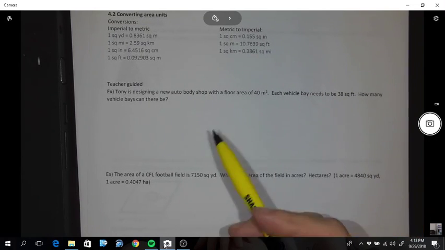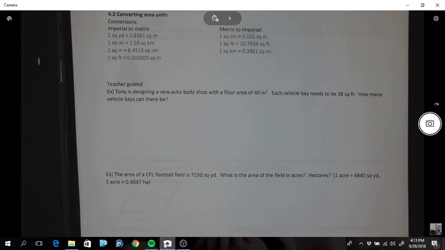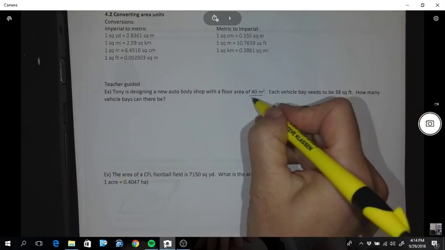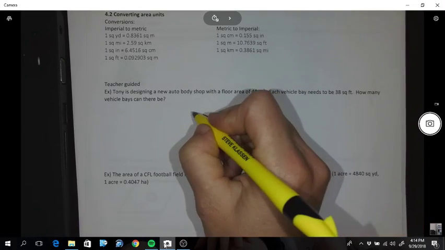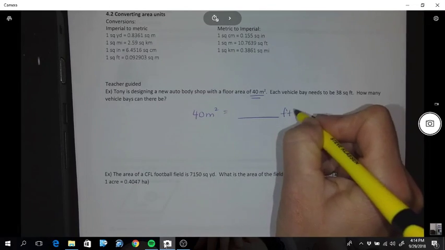Okay, example 1. Tony is designing a new auto body shop with a floor area of 40 meters squared. Each vehicle bay is going to be 38 square feet. So how many bays will he fit in there? So this area of the whole thing we're going to have to convert to square feet. So 40 meters squared is how many square feet?